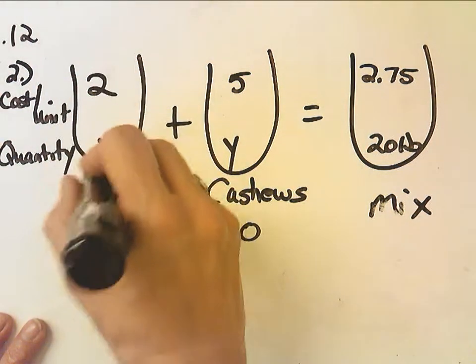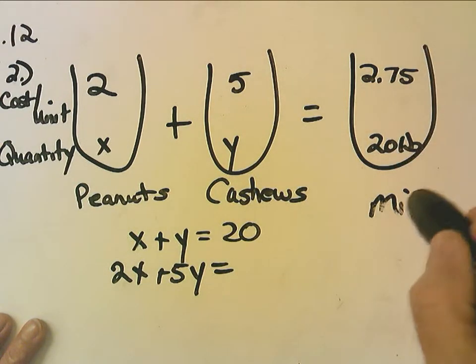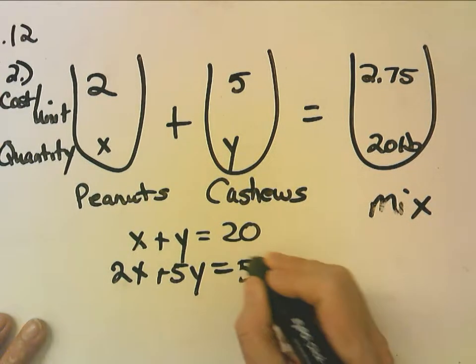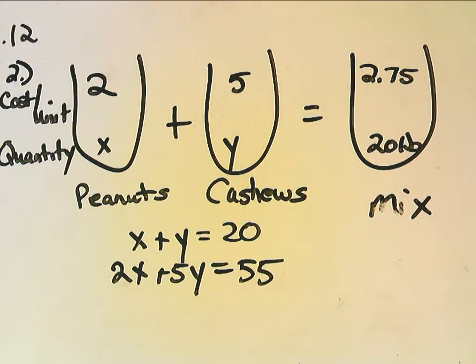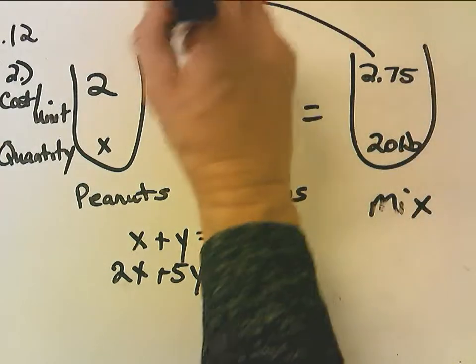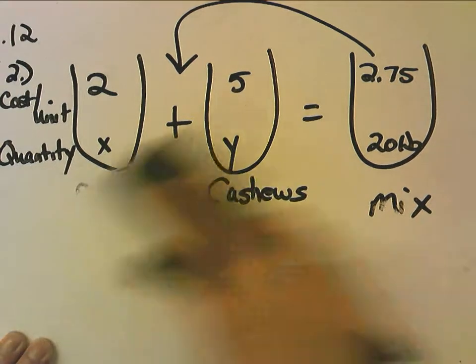Then I do 2 times x plus 5 times y equals 2.75 times 20. So 2.75 times 20 is 55. Now, I'm not going to solve this for you. You should be able to solve it yourself. But what I do want to point out to you is, if you look at this cost per unit, 2.75, it's right in between 2 and 5. And if you look at the first problem we did with $3 coffee beans and $5 coffee beans, the mixture, $4.50, was in between the 3 and the 5. Okay? That is the norm. But it doesn't always happen that way.